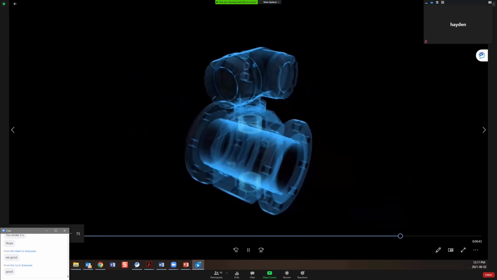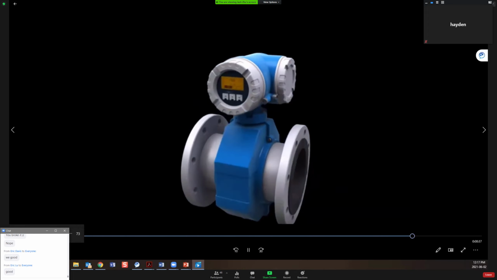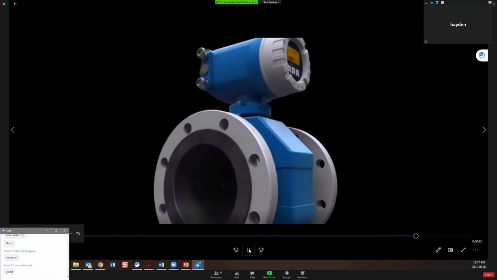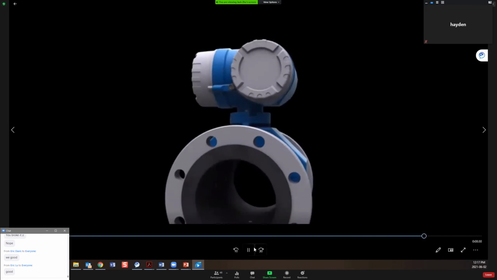With an installed base of over 1 million electromagnetic flow meters, Endress and Hauser has stood for flow expertise and superb product quality for over 30 years. In other words, high accuracy.